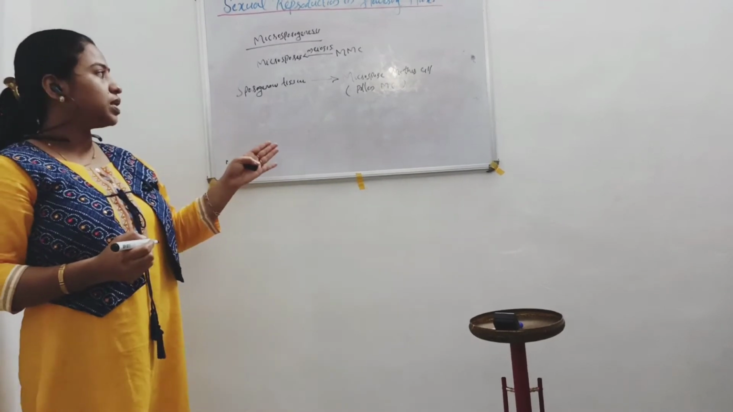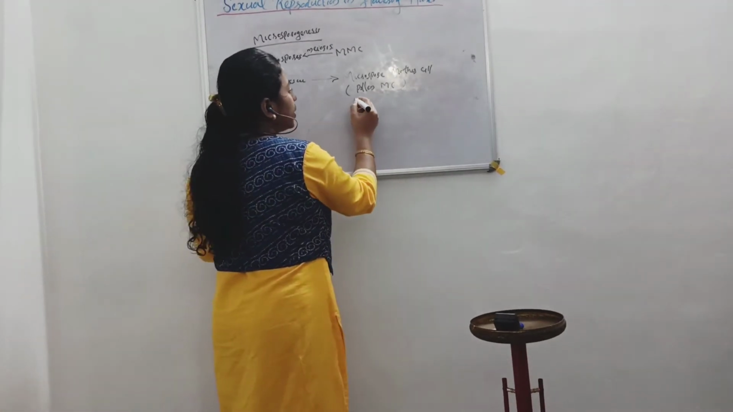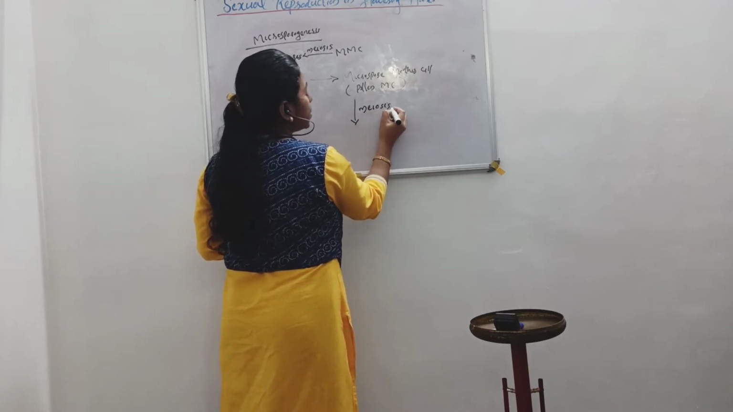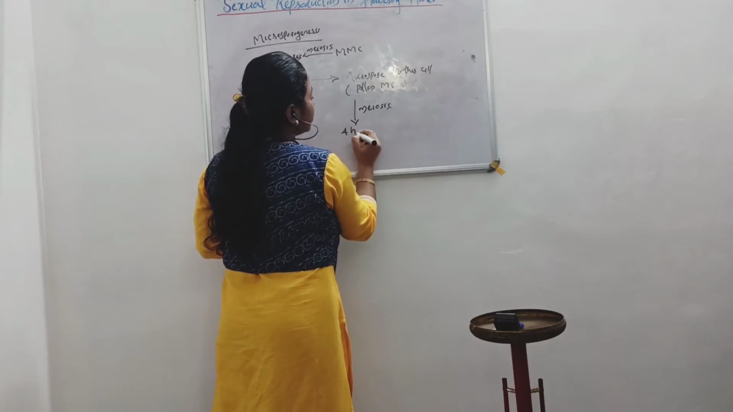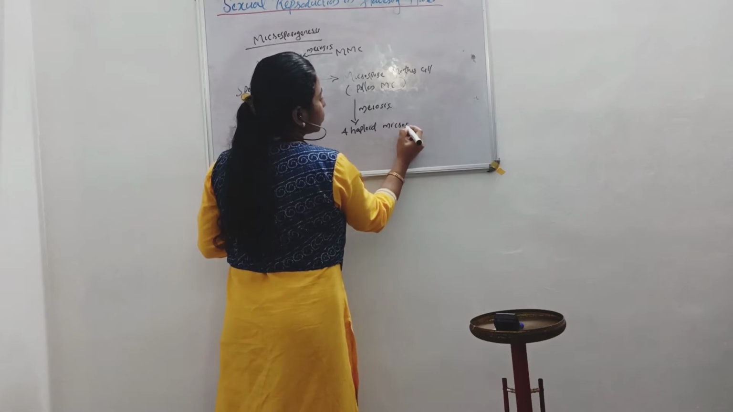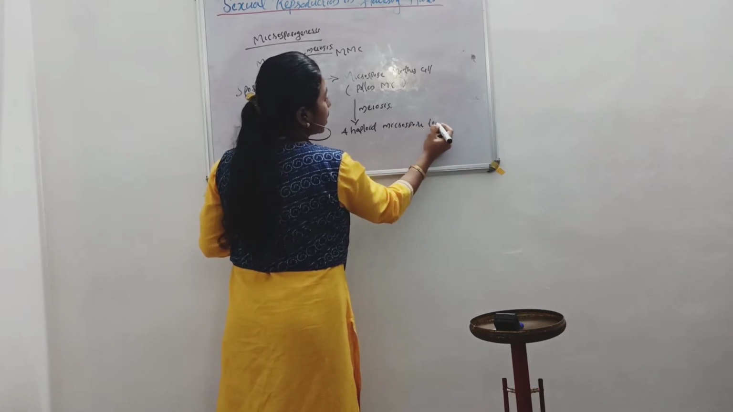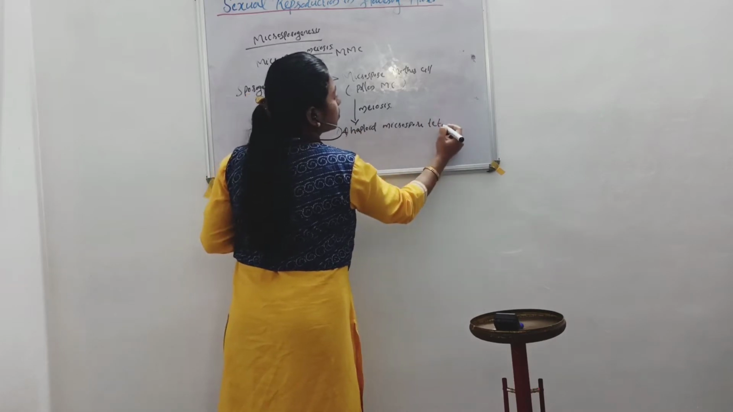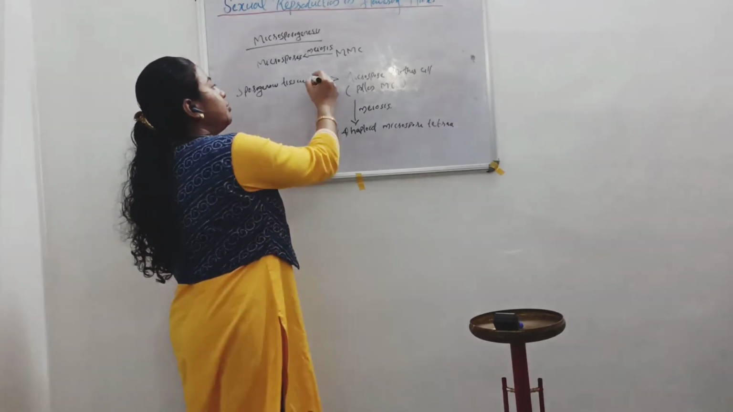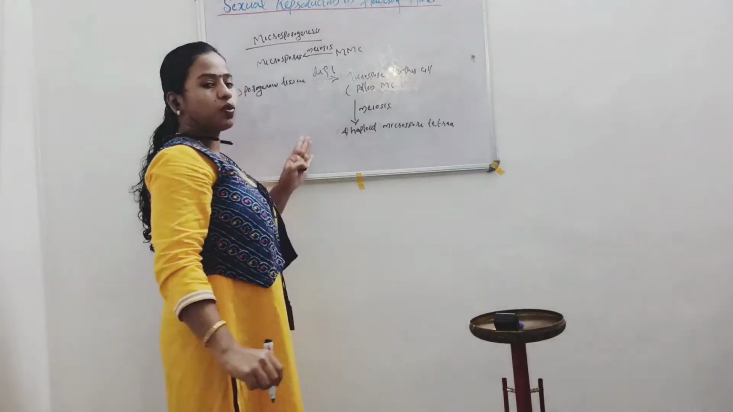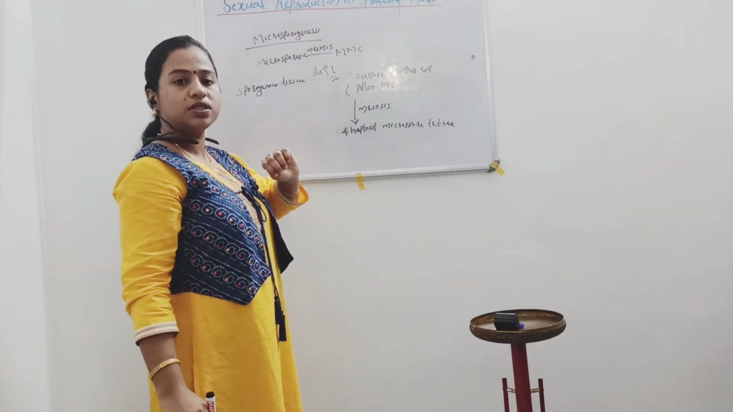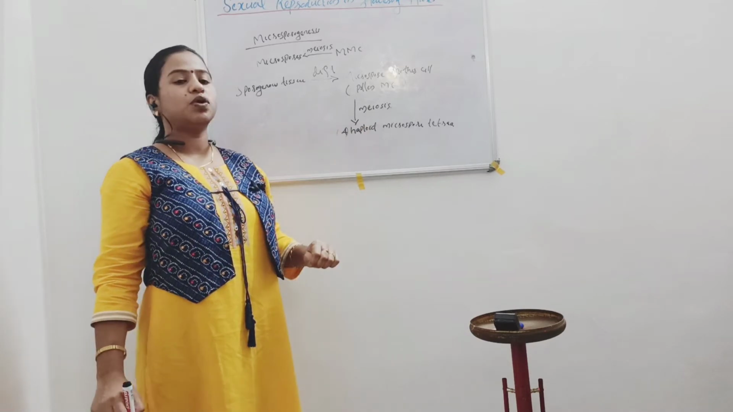This microspore mother cell or pollen mother cell undergoes meiosis and forms a haploid microspore tetrad. So the sporogenous tissue of the microsporangium differentiates into the microspore mother cell or pollen mother cell, and this pollen mother cell undergoes meiosis and forms the haploid microspore tetrad.